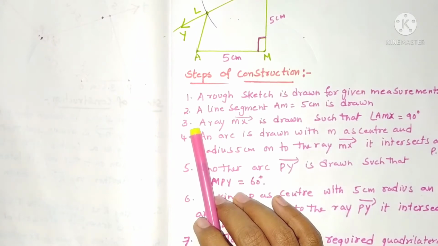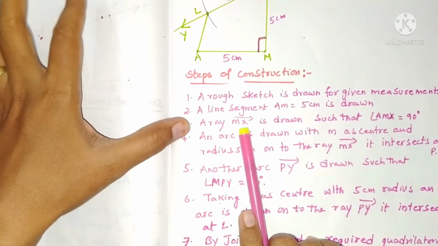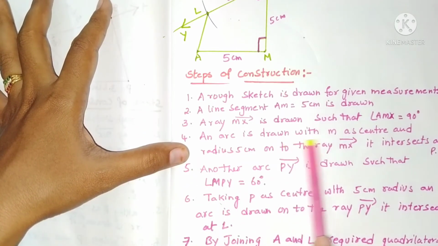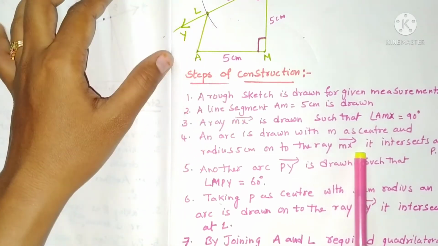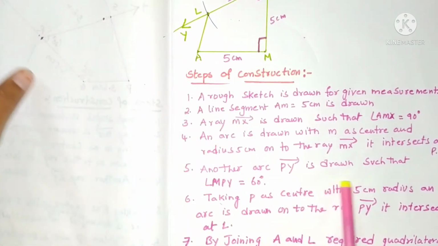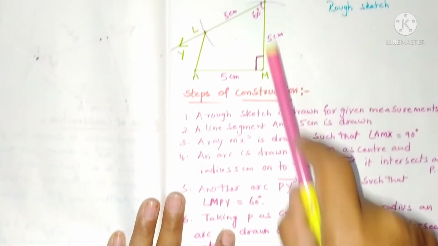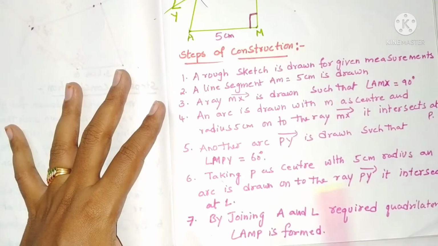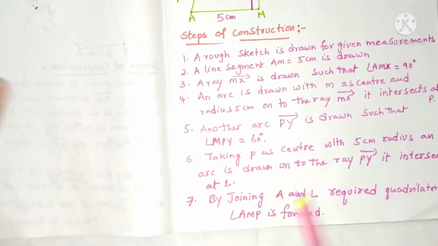Steps of construction. First, a rough sketch is drawn for the given measurements. Next, a line segment AM of 5 centimeters is drawn. A ray MX is drawn such that angle MAX is equal to 90 degrees. Next, an arc is drawn with M as center and radius 5 centimeters onto this ray MX. It intersects at P. Next, another arc from P, PY, is drawn such that angle MPY is equal to 60 degrees. Now taking P as center with 5 centimeters radius, an arc is drawn. It intersects at L. So by joining this P and L, the required quadrilateral LAMP is formed.